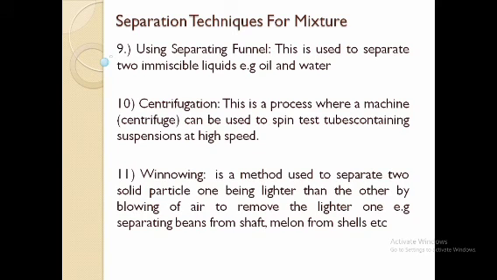So the use of separating funnel. Separating funnel is used to separate two immiscible liquids, for example, oil and water. I'm sorry, there's supposed to be a diagram here. I would work on it. Probably I'll show you at the end of the video.